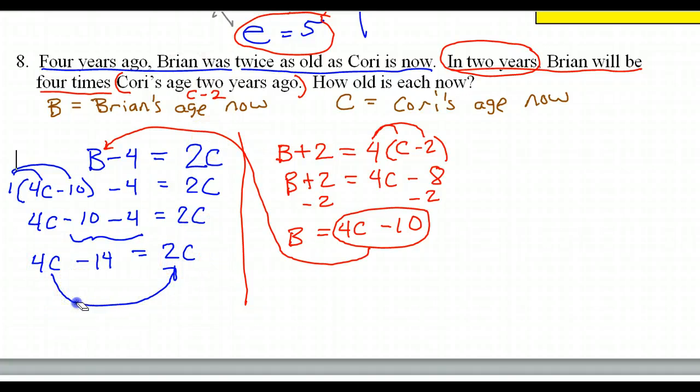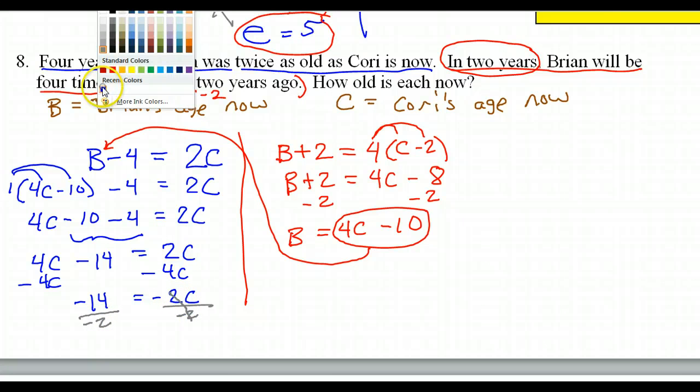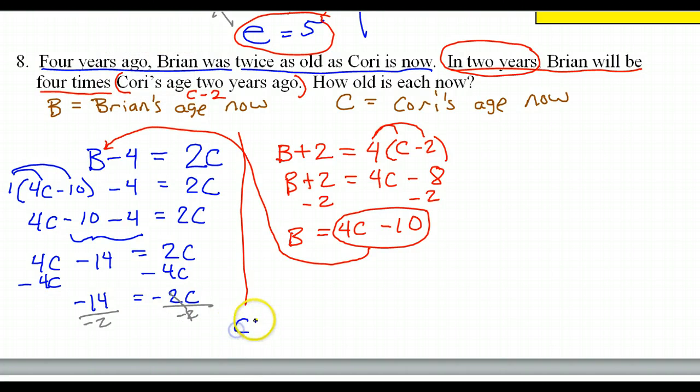Of course, you can't just move it. You've got to use your algebra skills. So you'd want to subtract 4C from both sides. So that will leave you with negative 14 is equal to negative 2C. And of course, you would then divide by negative 2. So those negative 2's cancel out, and you find yourself with C equals 7. So find C equals 7. That means Corey is 7 years old now.